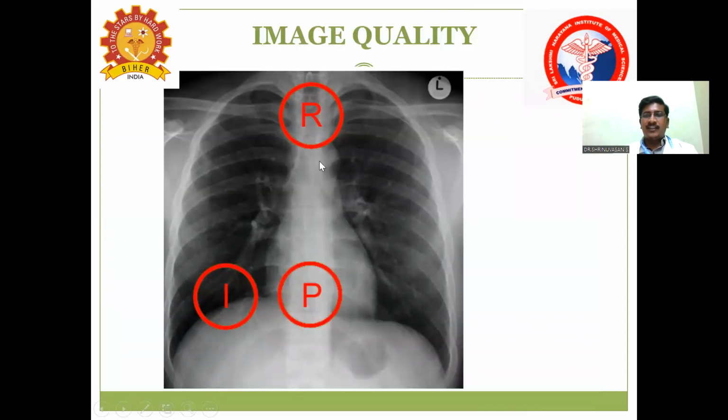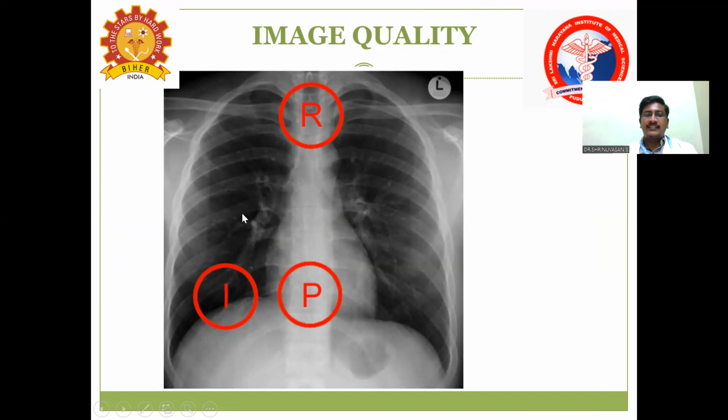So we'll give you a mnemonic, okay? RIP, not rest in peace. RIP means R is rotation. So assess the rotation. How to assess the rotation? Whether the patient is rotated to the right or left. Based on that, the image will appear different, so that you will get false pathology. So first you have to assess the rotation.